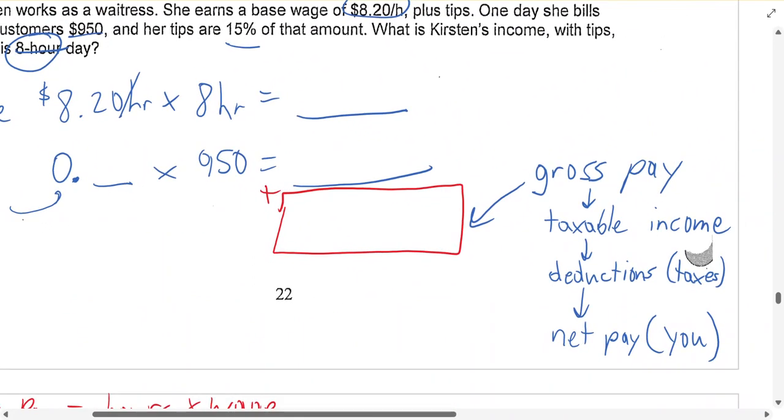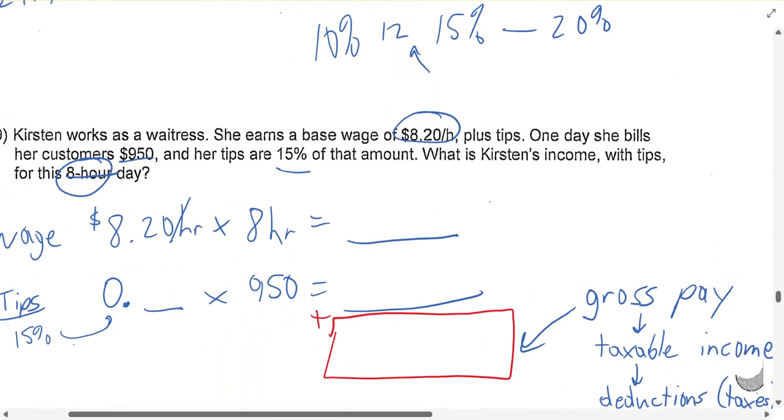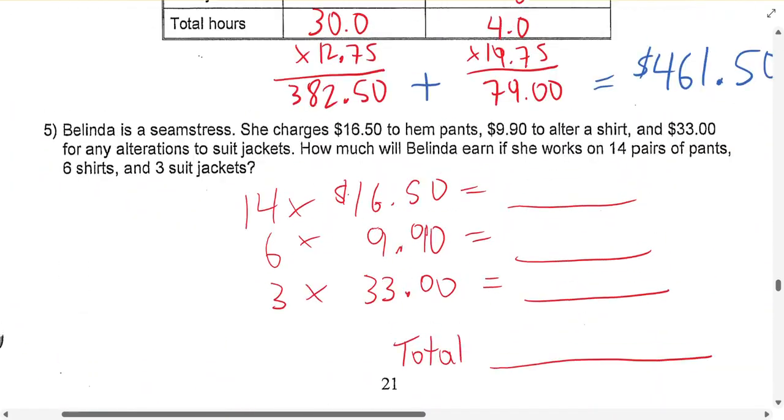And on Monday we talked about gross pay, taxable income, deductions or taxes, and net pay, which is what you actually will see on your paycheck.